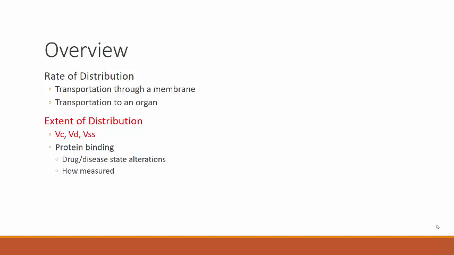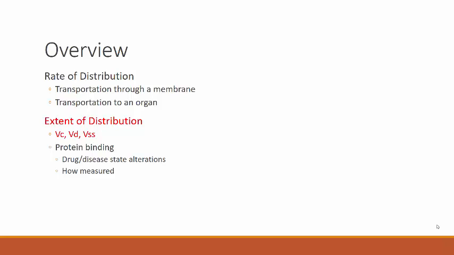Okay, this is recording number 4 on our volumes of distribution and protein binding discussion topic. We've already talked about the rate of distribution by talking about transportation through a membrane. So we talked about passive diffusion as well as carrier-mediated transport, and then we talked about permeability-limited versus perfusion-limited models for the transportation of drugs to the organ.